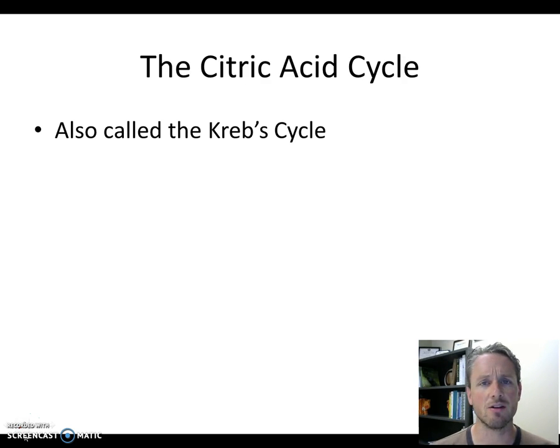So the citric acid cycle, one complication is that sometimes you might also see this referred to as the Krebs cycle. As with so many things in biology, there's often more than one name we can use to refer to it. So if you see citric acid cycle or Krebs cycle, that means the exact same thing.